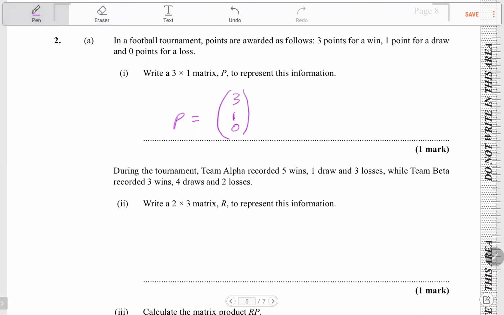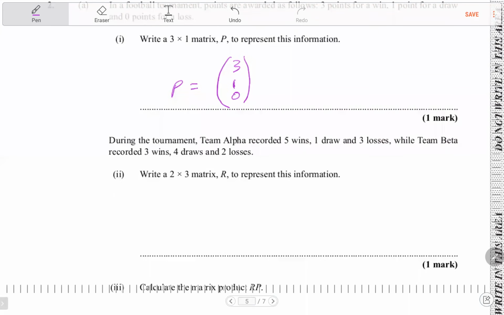Next part says, during a tournament, Team Alpha, which you can call Team A, recorded 5 wins, 1 draw, 3 losses, while Team Beta, which you call Team B, recorded 3 wins, 4 draws, and 2 losses. It says write a 2-by-3 matrix R for this information. R means results. Remember, the 2-by-3 means 2 rows, 3 columns. That's what we need in this matrix.